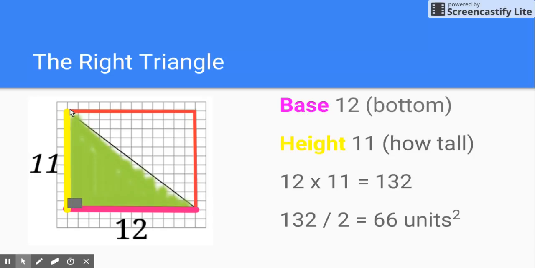I'm going to take my base and my height, multiply them, and divide by 2. So 12 times 11 gives me 132. I take that 132, divide it by 2, and I get 66 units squared. So we can find it by multiplying the base and the height and dividing it by 2.